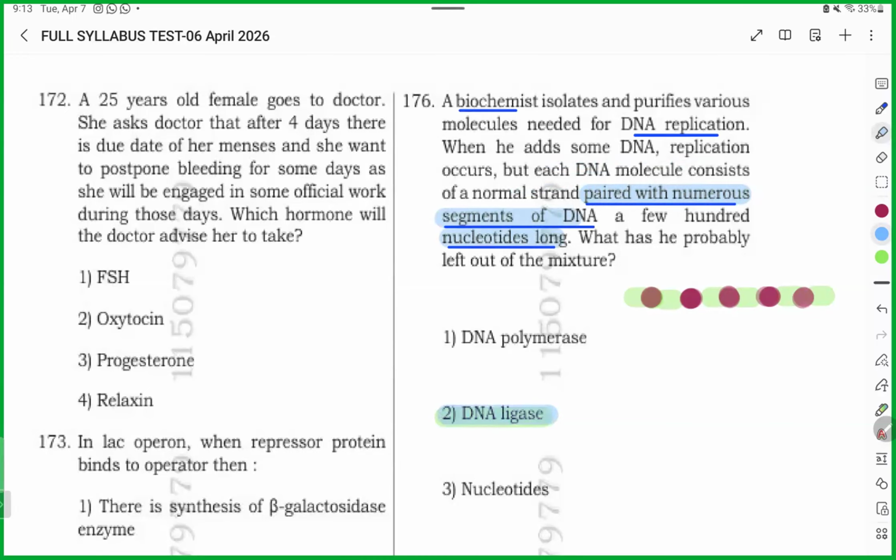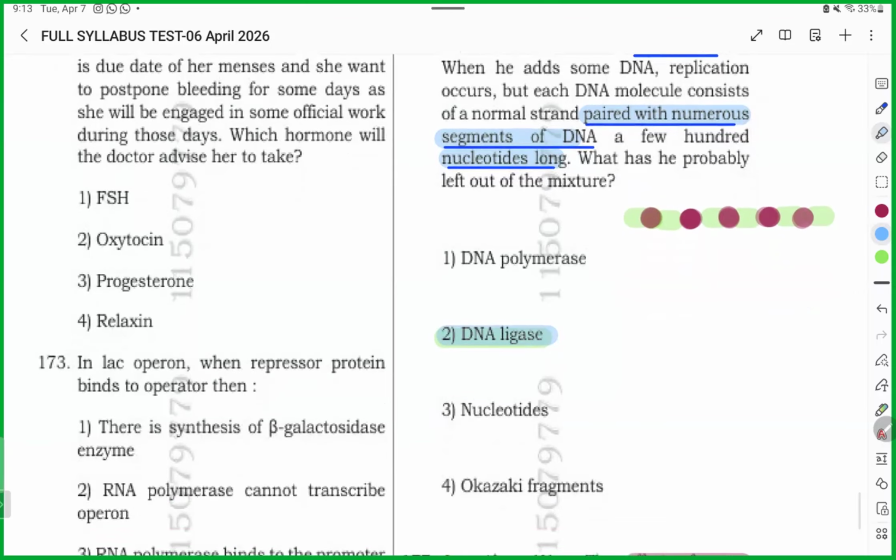So the extra nucleotides that we have added, if by mistake we added more DNA ligase, then what will it do? It will join everything, so extra length will form. Make sense? Okazaki fragment is okay, but if you are not adding DNA ligase, how will it add extra? To join Okazaki fragments, to join nucleotides, we need DNA ligase. Make sense, guys?